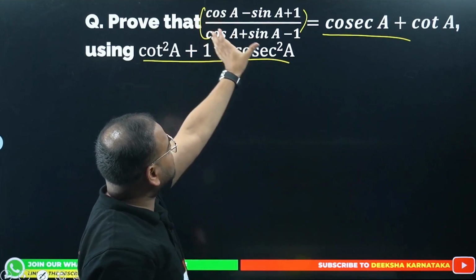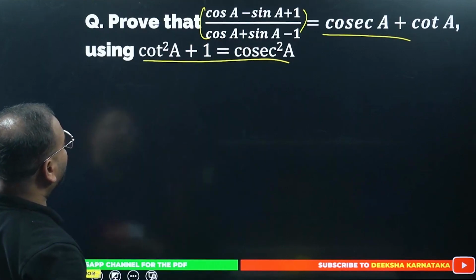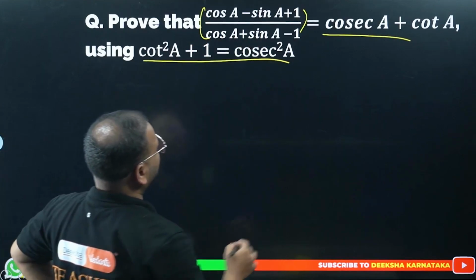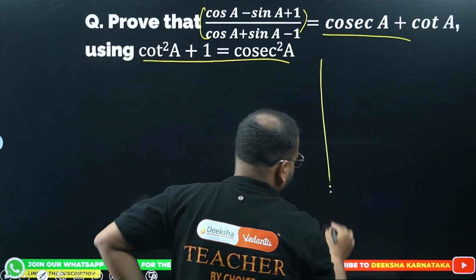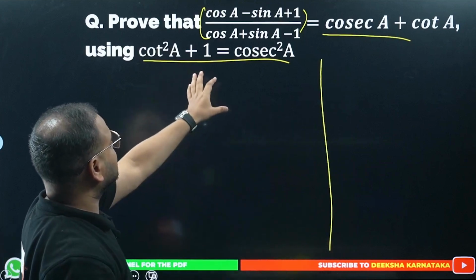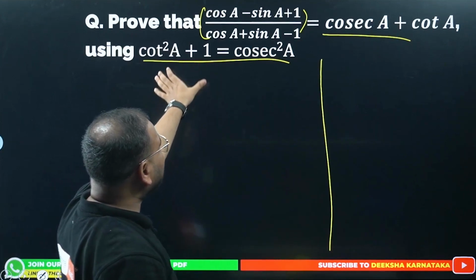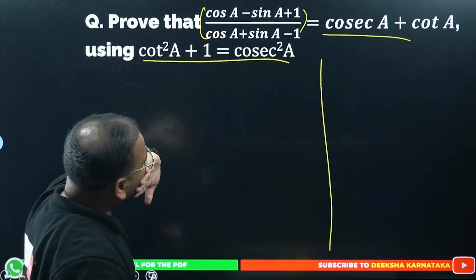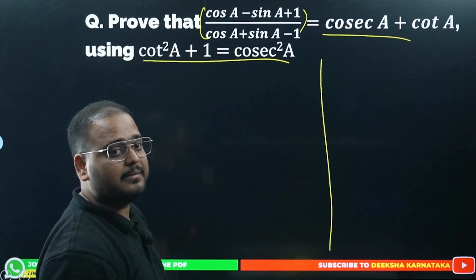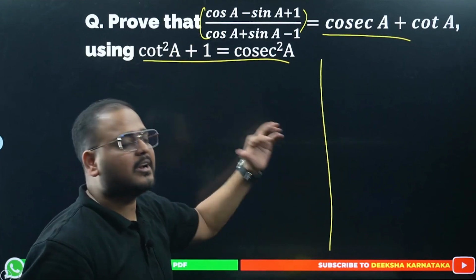do I have cot and cosec in the left hand side? No, I don't have cot and cosec. So how can I get cot and cosec? Divide everything by sine. What everything? Both numerator and denominator.